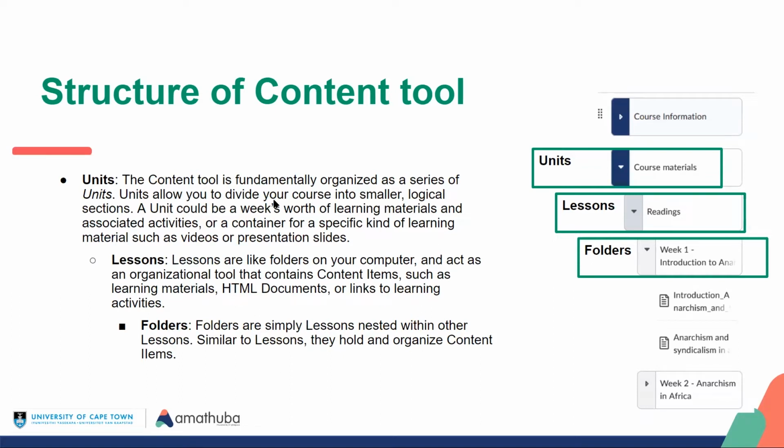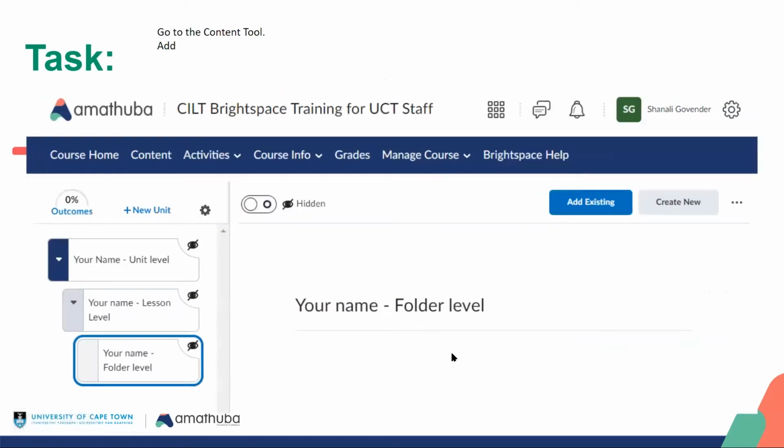Typically you can add actual content to what they call the lessons level and what they call the folder level. At both the lessons level and the folder level, you can add different items, and we're going to look at some of those. What that looks like on an Amathuba site is that you have this, which is your unit level, this is your lesson level, and this is your folder level.